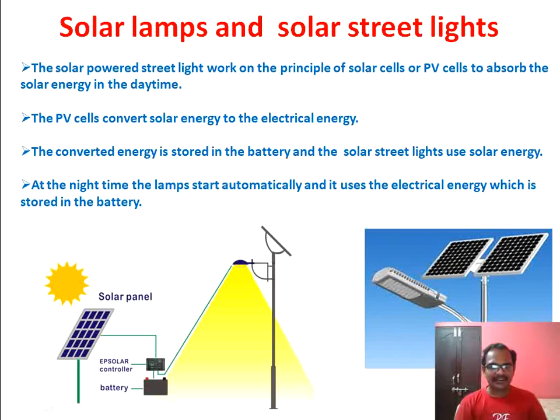Whenever there is solar energy, the solar panel generates the energy, and the generated energy will be stored in the battery banks. At night time, the lamp starts automatically, and it uses the electrical energy which is stored in the battery. That is how the solar street lights work.